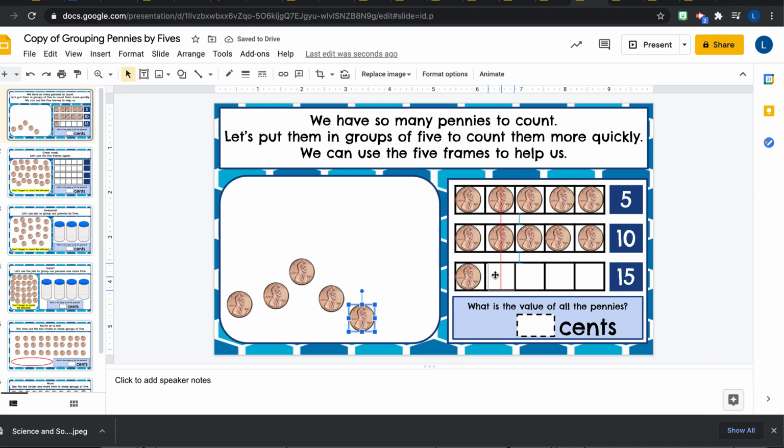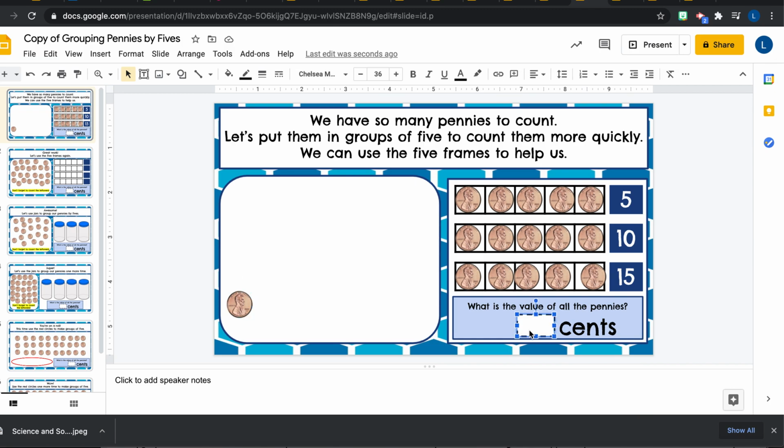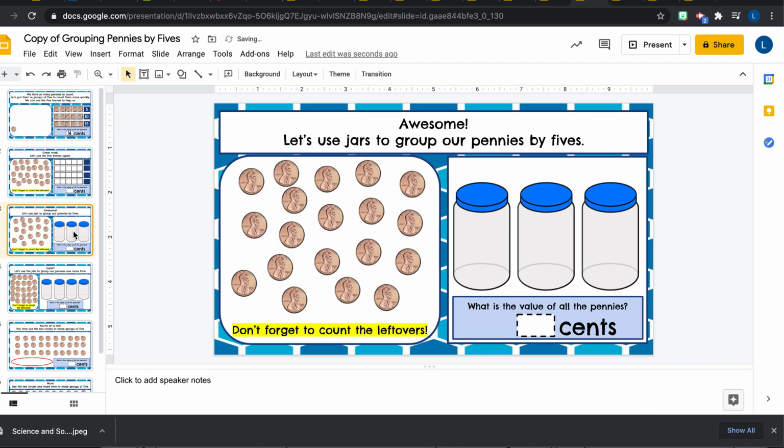We're going to add 2, 3, 4, and then 5. So we have 5, 10, 15, and then we always have to count what's left over that's not in our 5 frames, right? So we have 5, 10, 15, and then we have 16, because remember, the value of our pennies is 1 cent. So this is 16 cents, and see how there's an S on the end right there. So we have cents.